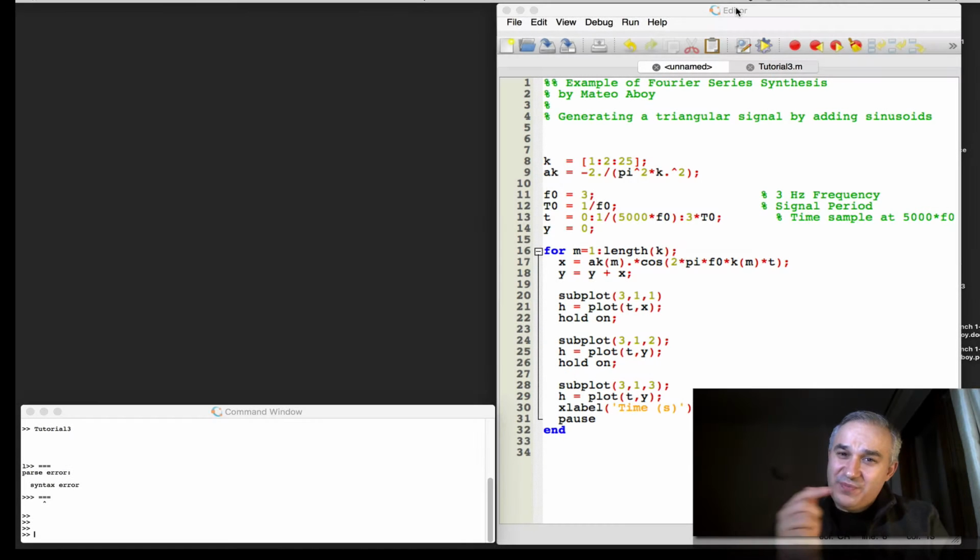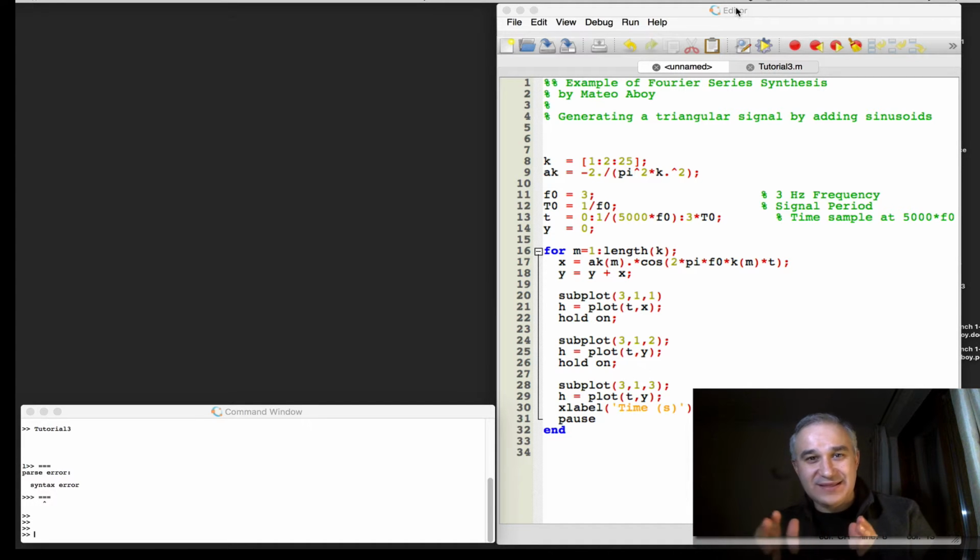Hello. So in the previous video, we just generated a square signal by adding harmonically related sinusoids. Now, using the same methodology, we can generate any other shape if we know the a_k coefficients. And remember, the Fourier series is our ideal mathematical spectrum analyzer that enables us to find the a_k coefficients.